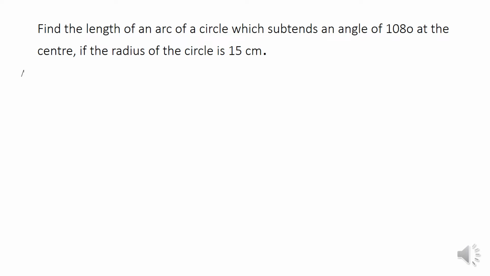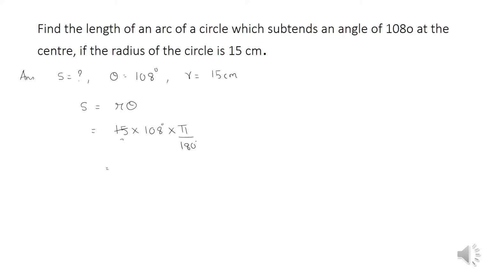So if I talk about the first one, find the length of the arc. It means you have to find S, which subtends an angle of 108 degree. So my theta is given as 108 degree and radius of circle is 15 centimeter. Now you know the formula is S is equal to r theta, correct? But make sure when you use S is equal to r theta, theta must be in radian. R is 15, theta is 108 degree, so I'll convert into radian, that is into pi upon 180. Now you can solve and tell me the answer.